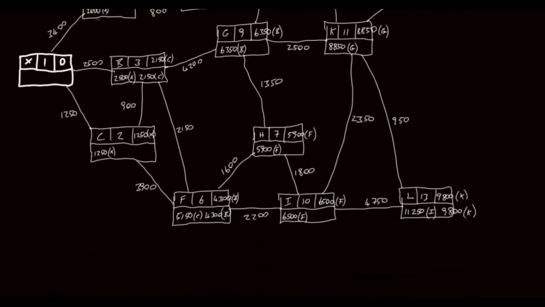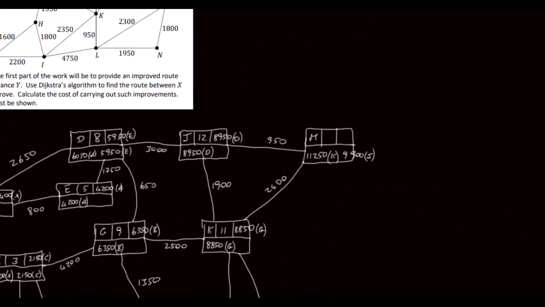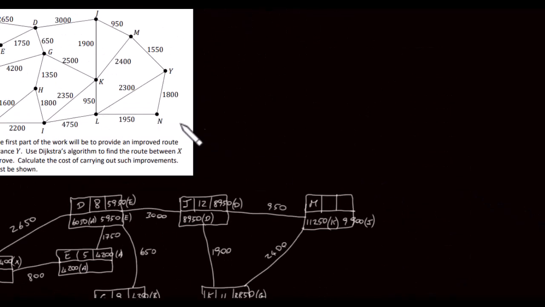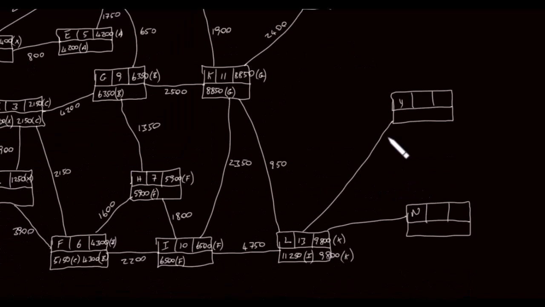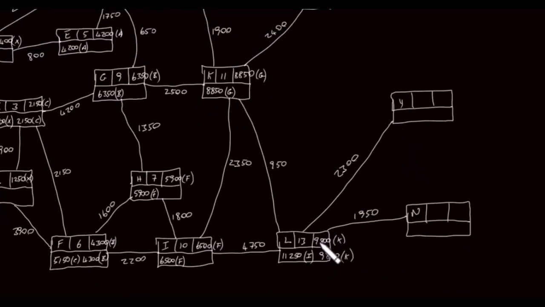So we need to put those two in. So let me just draw those two in here. So we need N and Y. And I think that's it, just those two. Okay, so we got 2,300 here. And we have 1950 along here. So let's add these two. So if you add 9,800 to 2,300, that gives 12,100. And that came from L.